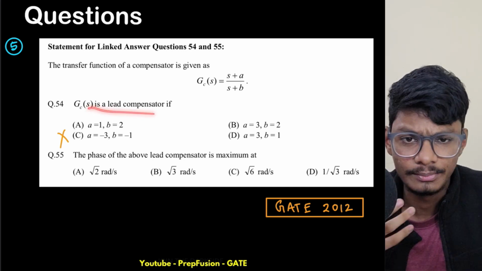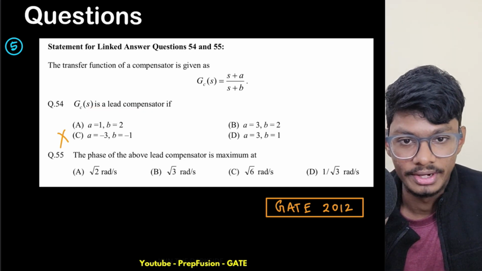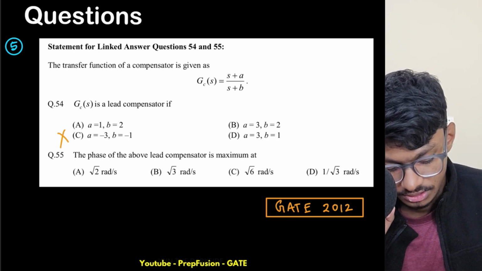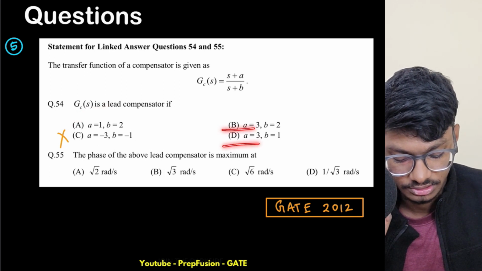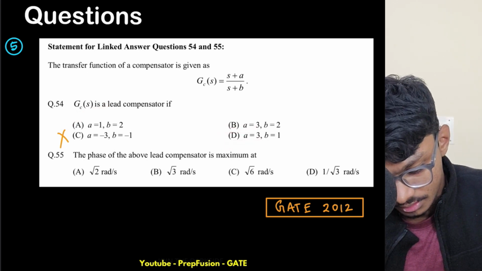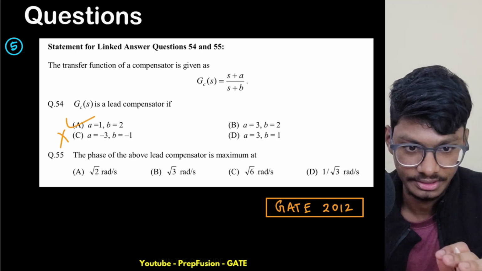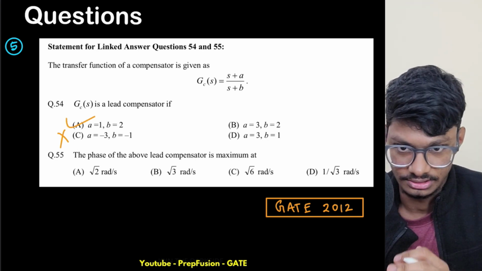Now this is a lead compensator, so obviously it will be a zero dominating system. So if it is a zero dominating system, obviously 0 will lie nearer to the origin. So this is a zero dominating system. This is not. This is not. So yeah, this will be the answer. Like, it's very simple. We can just see the question and directly answer this. No need to see anything else.